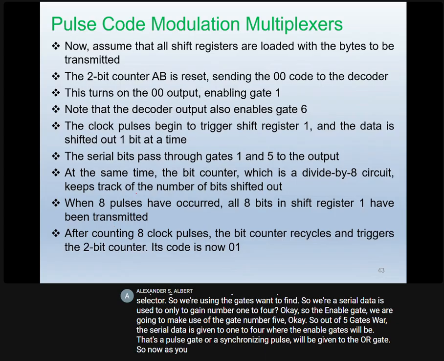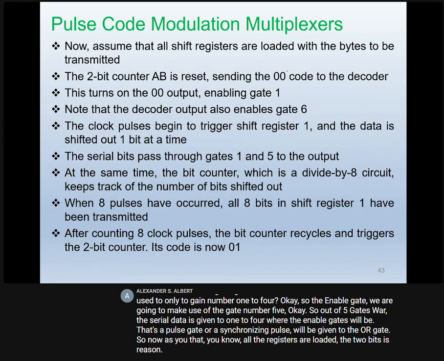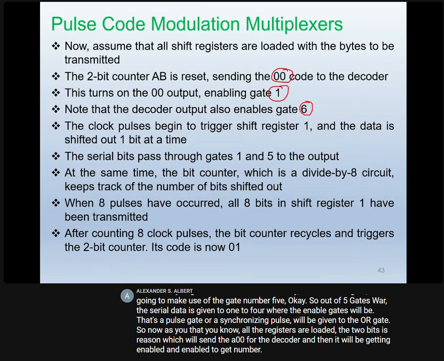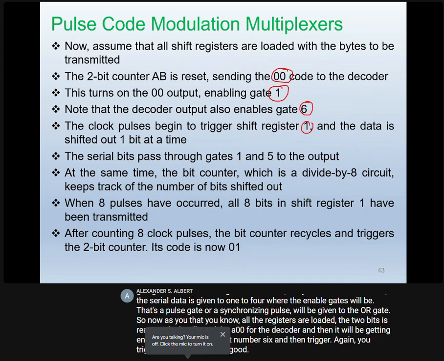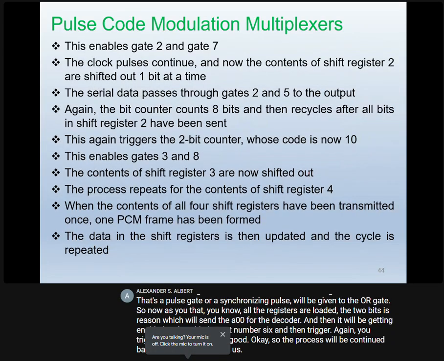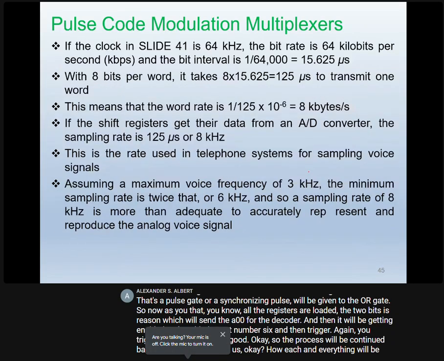Now assume that all the registers are loaded. The 2 bits are reset, which will send the code to the decoder, and then it will get enabled, and will enable gate number 6, and then it will trigger again. The process will be continued based upon the set of data. Okay, how each and everything will be enabled.